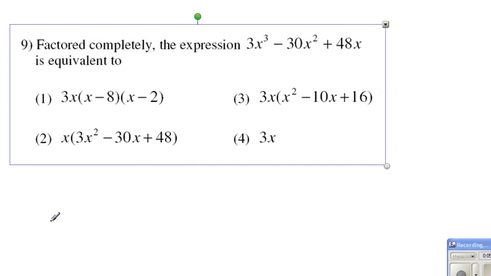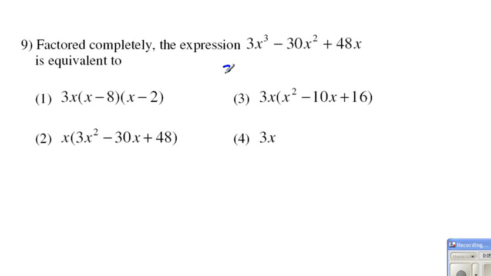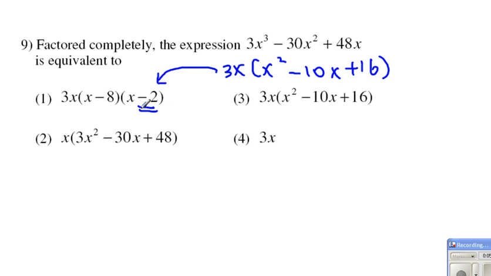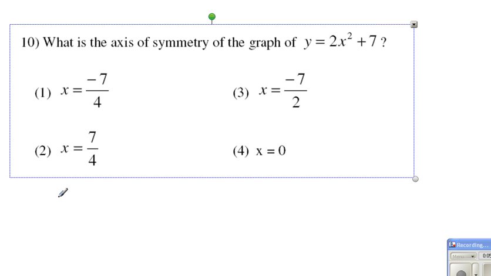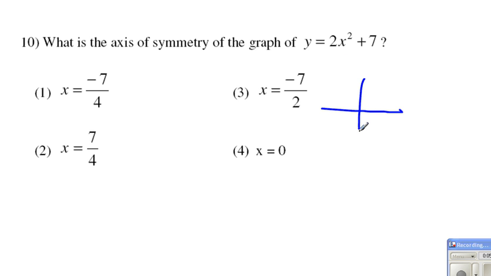Alright, let's continue. Once again, factor completely. The common factor here becomes 3x, so we have x squared minus 10x plus 16. Two numbers that add up to negative 10 and multiply to positive 16 would have been negative 2 and negative 8. That becomes our answer. Now, the axis of symmetry is not going to be in the midterm, but if you had to graph this one, it would have graphed something like this.